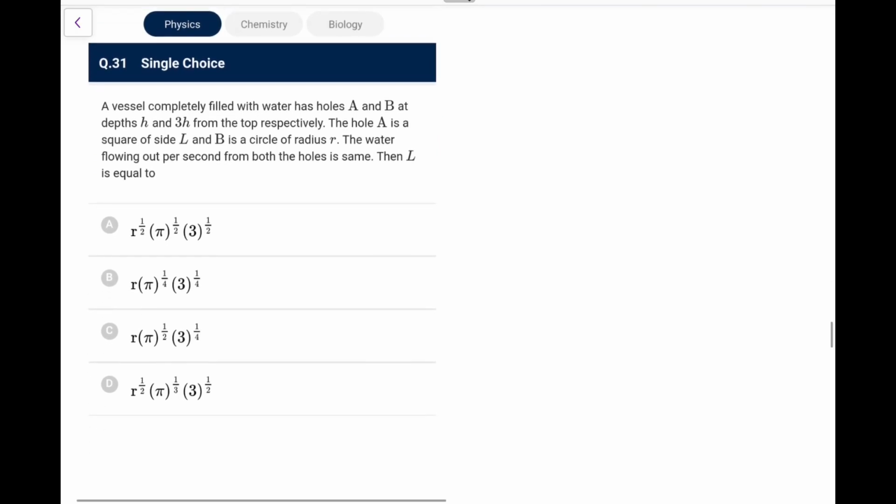Next. A vessel completely filled with water has holes A and B at depth h and 3h from the top. The hole A is a square of side L, B is a circle of radius r. The water flowing per second is the same, then L is equal to, you can directly make out. So that means A1 V1 must be equal to A2 V2. That is the volumetric flow rate.